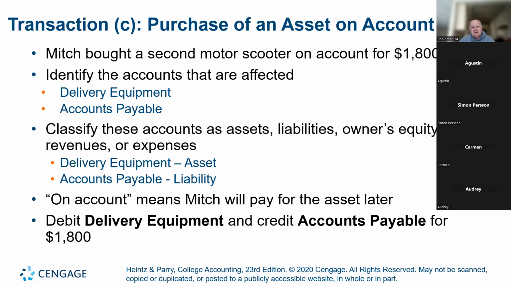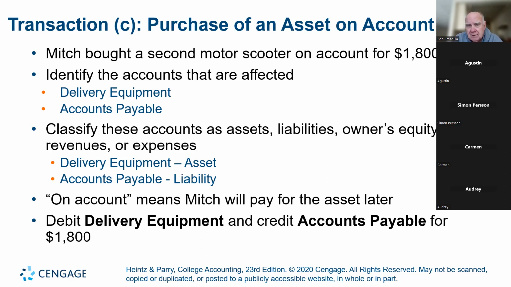Purchased an asset on account. He bought more delivery equipment, but he bought it on account. When you see those two words, guys, on account, say to yourself, on account, and nobody had money. There's no cash involved in the transaction because you're going to pay it off later. It's either going to be accounts payable or accounts receivable. So Mitch bought a second motor scooter for $1,800. Is that accounts receivable or accounts payable?